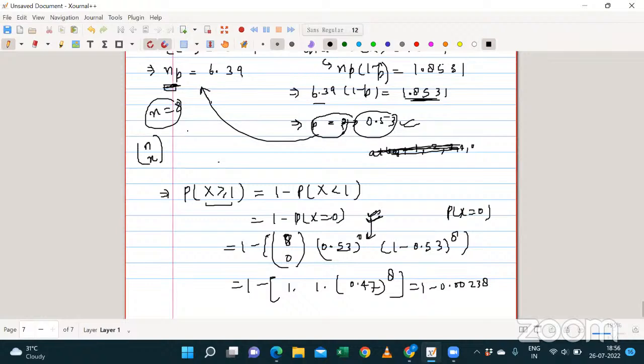Because PMF is NCX P raised to power X, 1 minus P raised to power N minus X, right? So here X is 0. That means, okay, you got it? Yeah, correct. You got it.